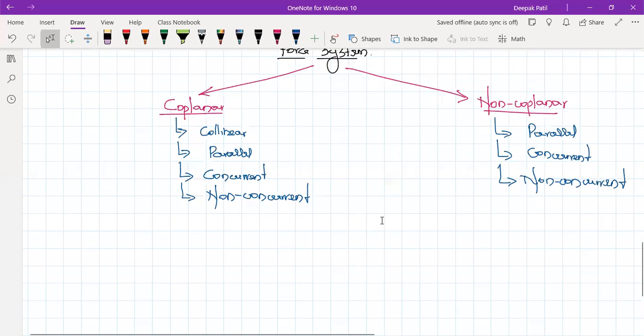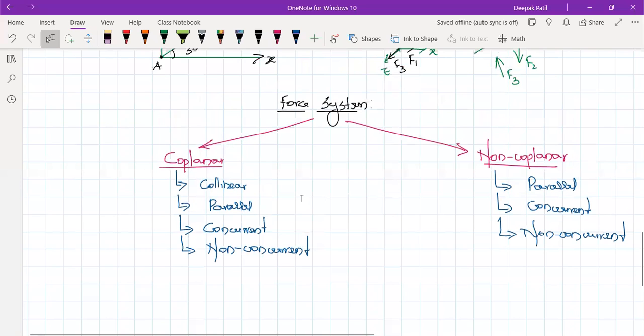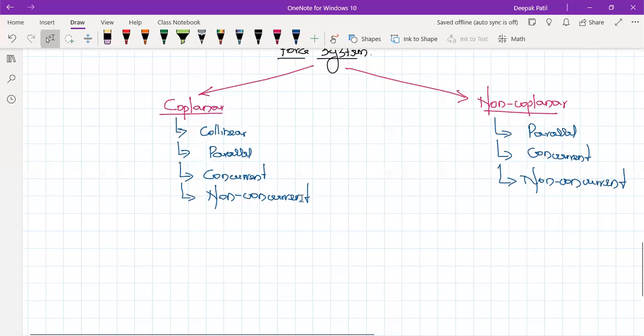If you are not having any doubts, can I proceed and explain about coplanar and non-coplanar forces? In our course, we are studying only coplanar forces. Non-coplanar forces, or I can say 3D forces, the forces which are in 3D, we are actually not studying. You are studying only the coplanar forces, right? Let me start with the collinear forces.